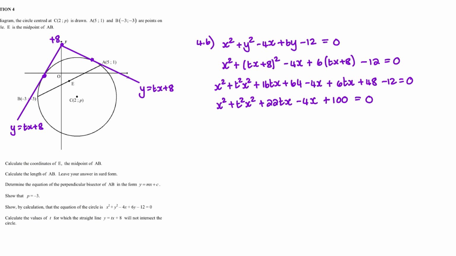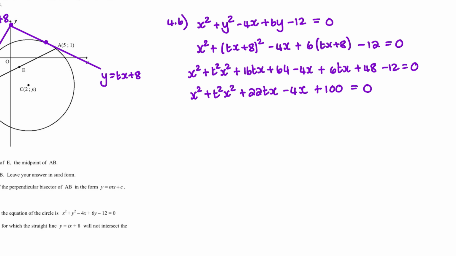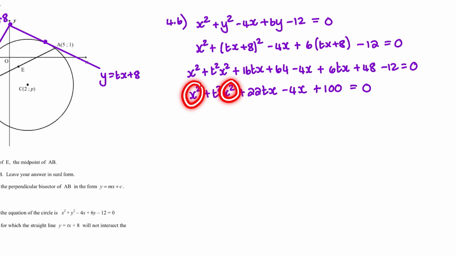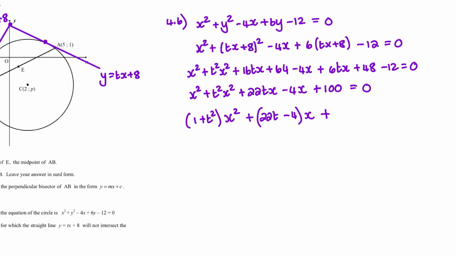For the a value, I'll look at the first two terms here. We have x squared as a common factor. So if I factorize out x squared, we have 1 plus t squared times x squared. And this will be our a value. Then in the next two terms, can you see we have a common factor of x? So if I factorize out the x, we have 22t minus 4 times x, and that represents our b value, and then plus 100 equal to 0. And the 100 that stands by itself is our c value.